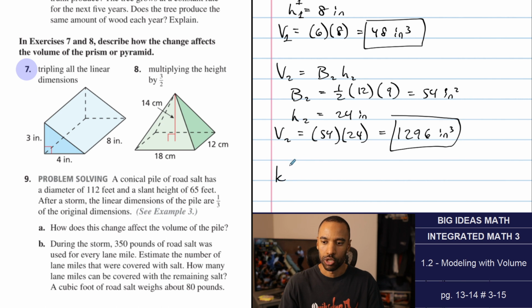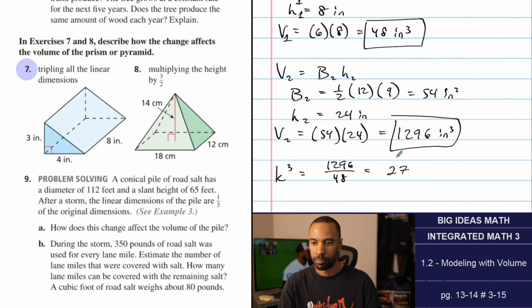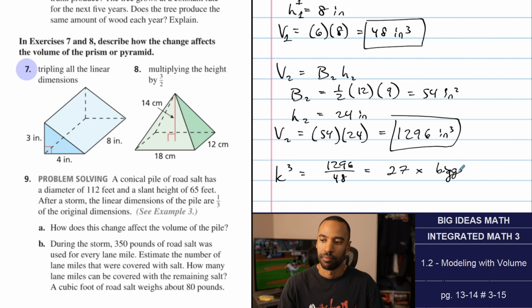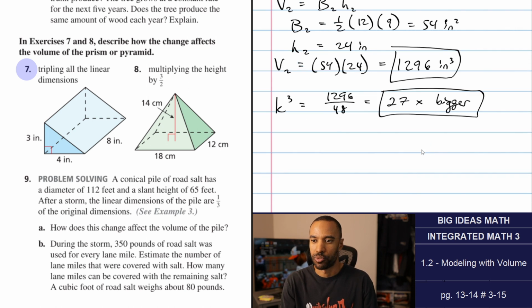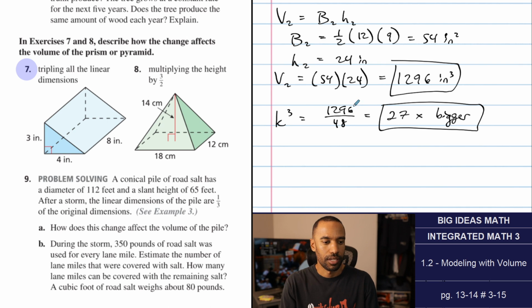It's technically K cubed. K cubed is going to be taking 1296 and dividing by 48. You can see that's where we're going to be getting. I'm not going to calculate it. It's 27. So 27 times bigger when you triple everything, when it comes to any volume. 3 dimensions being tripled. 3 times 3 times 3. Okay, that is number 7.